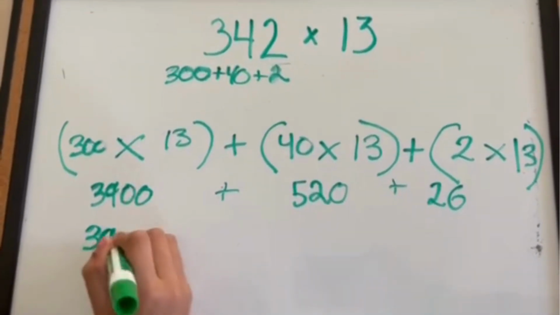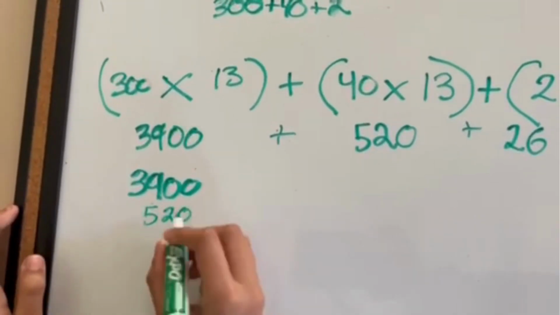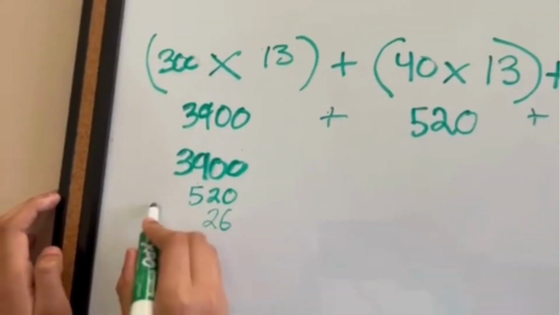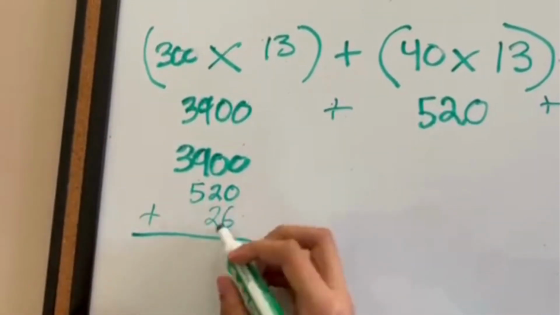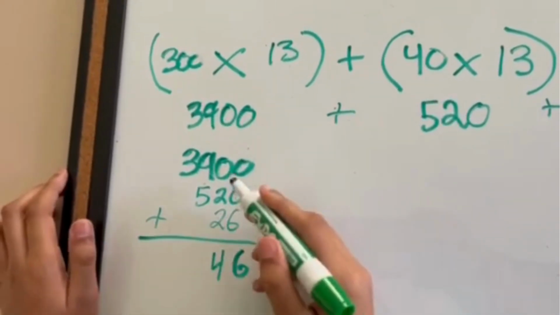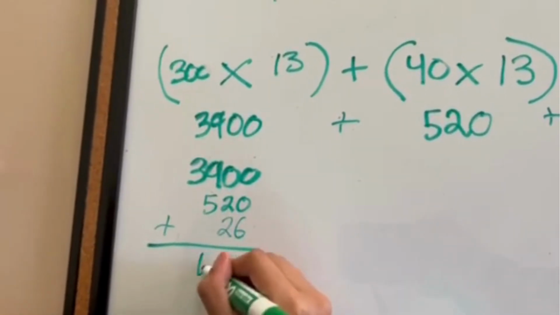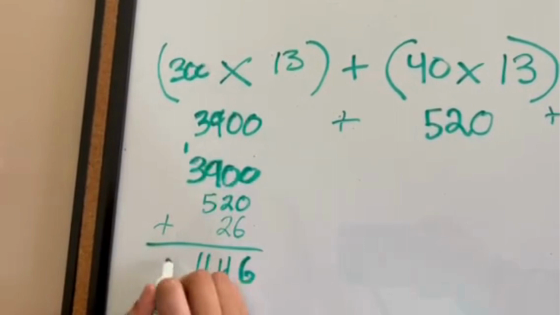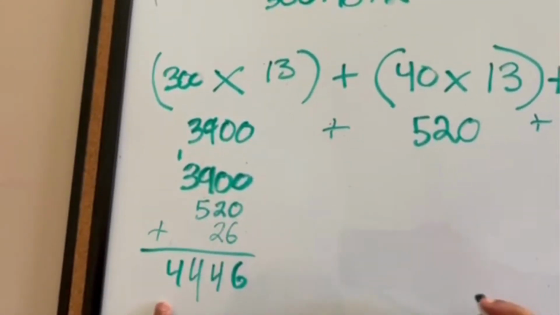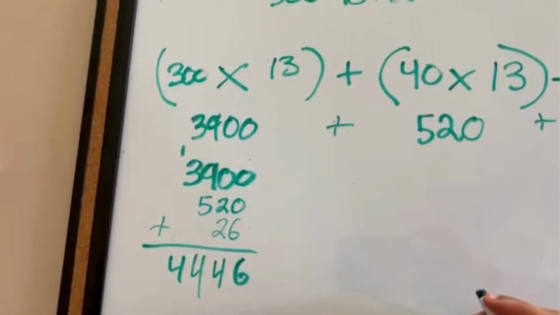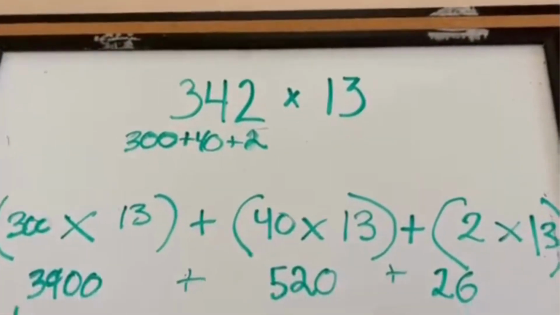I'm going to do my addition right here. Remember to be careful when you're lining up your numbers. 2 times 2 is 4. 5 plus 9 is 14. We're going to carry the 1, and wow, our answer is 4,446. But we have to check our work.